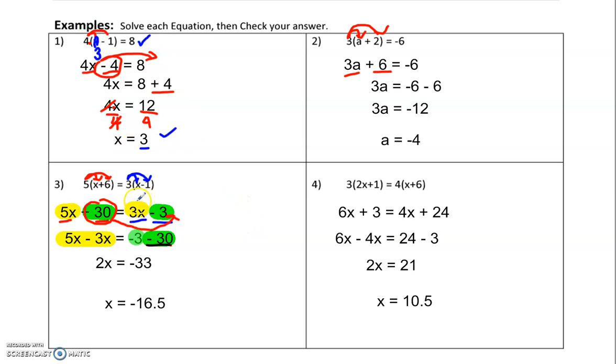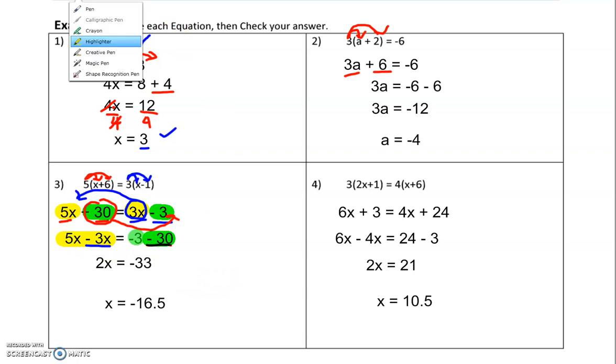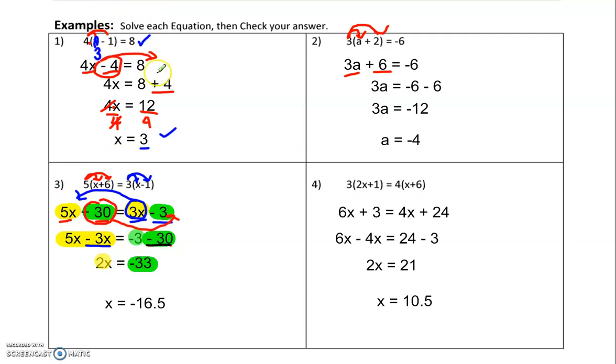All right, so you want this yellow to be with the other yellow. It's a +3. When you bring it over, it's going to become a -3. So now both of your yellows are on the same side too, and we're going to put them together. So you have both your yellows on this side. 5 minus 3 is going to give you 2. And then -3 minus 30 is going to give you -33.